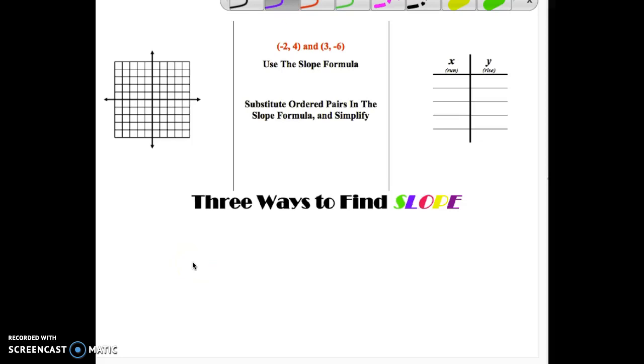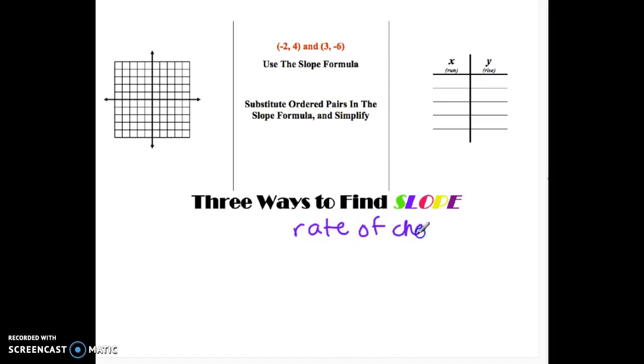Today we're going to be talking about slope, and recall that slope really means the rate of change. We're going to look at finding slope from a graph, from 2 points, and also from a table. From a graph, the easiest way to look at slope is as rise over run.